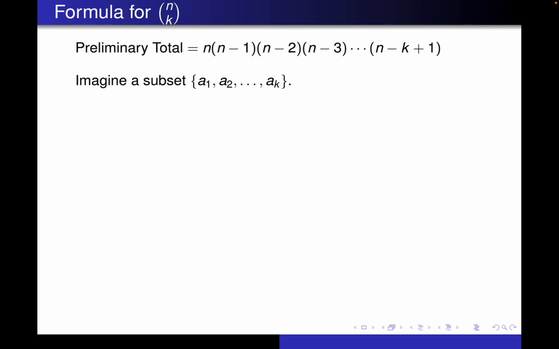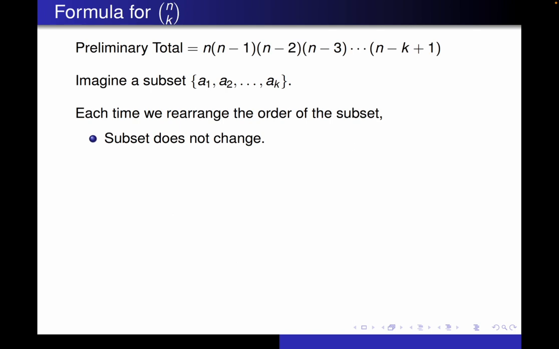So imagine that we've chosen one of the subsets with k elements. The first one is A1, the next one's A2, all the way through Ak, whatever those numbers are. Well, if we take that very same subset and rearrange, we don't do anything with the elements that are in the subset, we just rearrange them in a different order, we're going to get the same subset. That subset will not change if we rearrange the order.